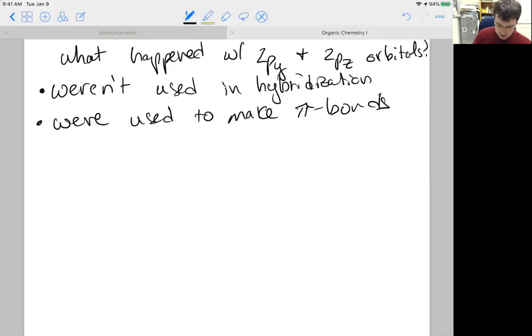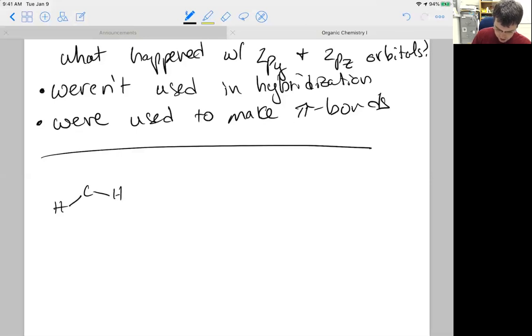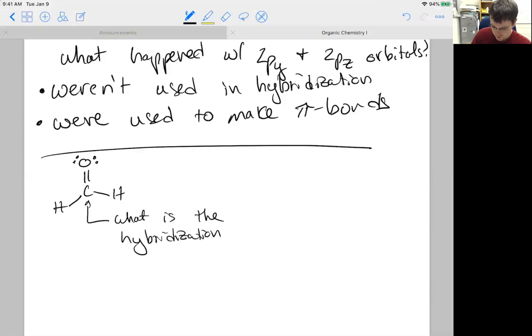Okay, so let's look at formaldehyde, kind of a nasty chemical, but an interesting molecule in terms of studying molecular geometry. And let's focus on this carbon atom. So what is the hybridization of the carbon atom? Hybridization is equal to the number of things attached.